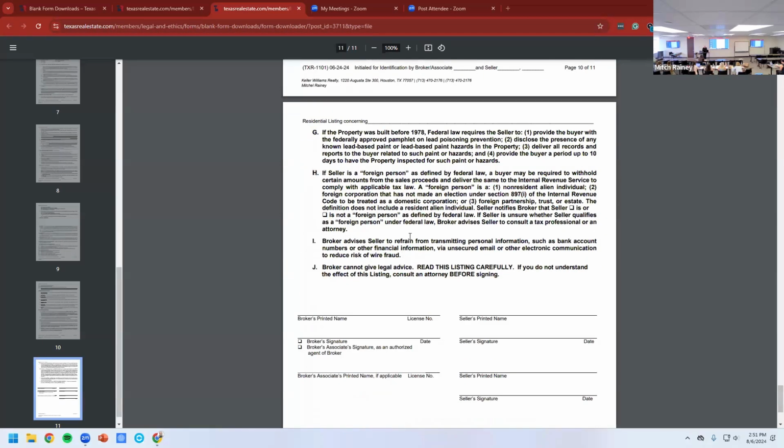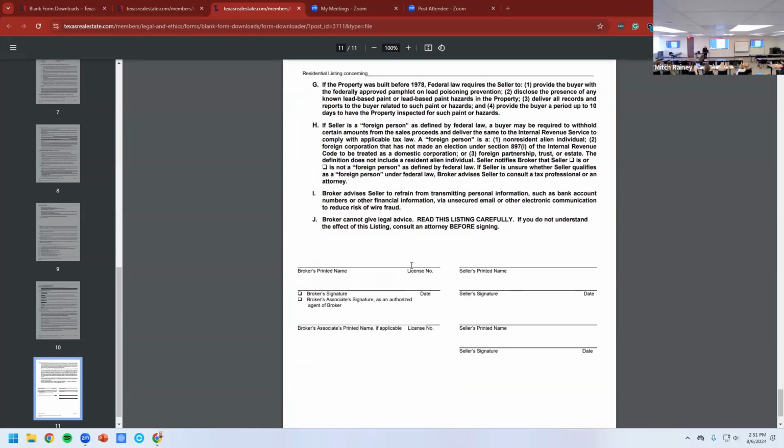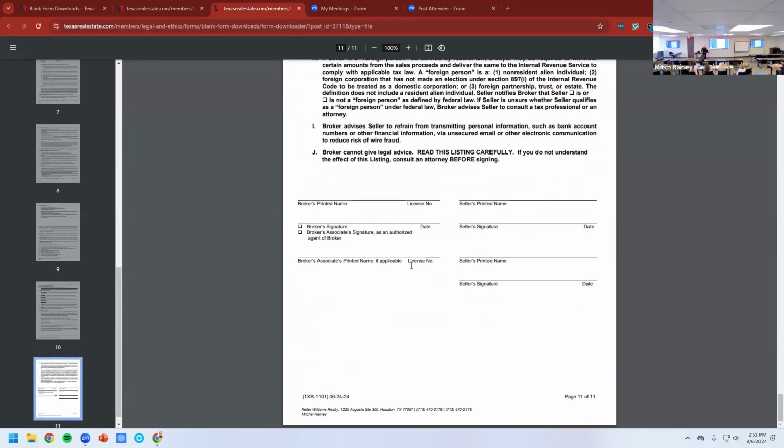One thing I see missed is paragraph 21H, foreign persons, yes or no? It's hidden in the paragraph. It'd be nice if they had it yes or no underneath it. All right, so that is the updated listing agreement.